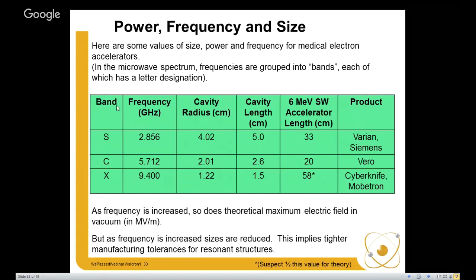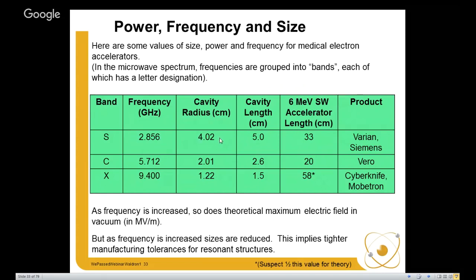Frequency ranges from the military have letter designations for different bands. And so we have an S as in Sierra. S band is the most common medical Linac band. Usually we're talking about a center frequency in the 2.8 gigahertz range, although we've got machines that operate from about 2.5 up to 3.